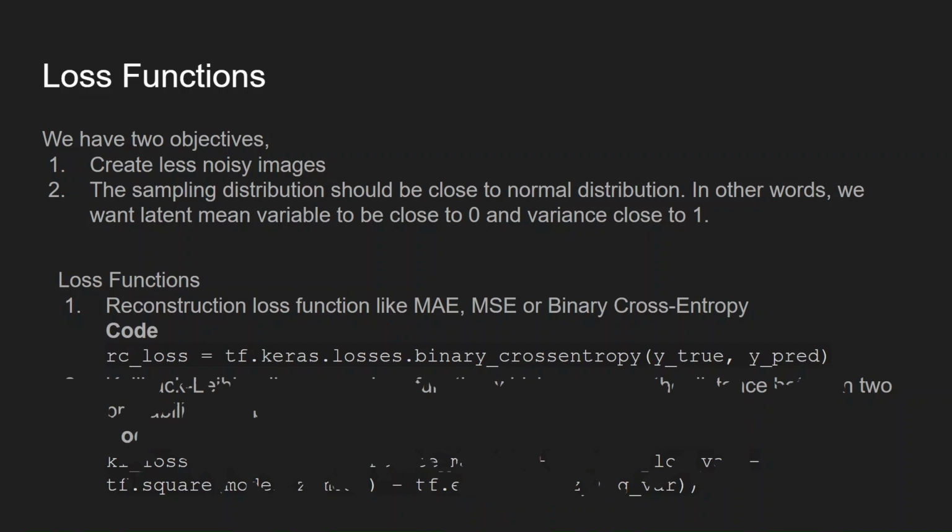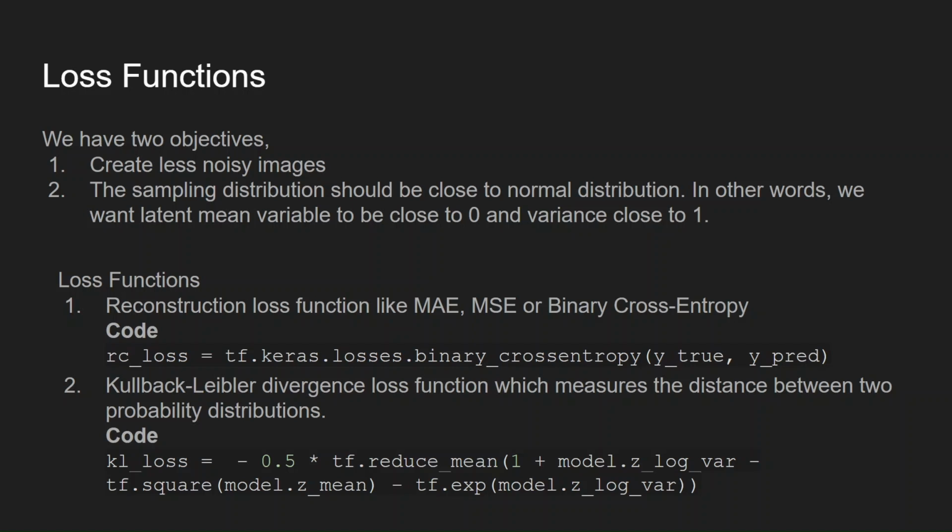distribution, we are going to use the Kullback-Leibler Divergence loss function, which basically measures the distance between two probability distributions. We will make sure that the distance between our distribution and the normal distribution is small, which makes the sampling process easy. So this is going to be the reconstruction loss function.